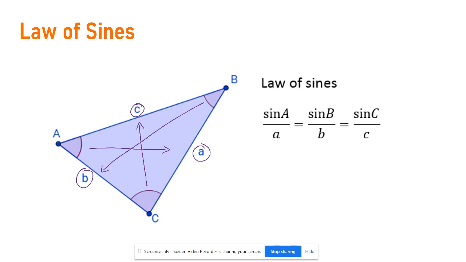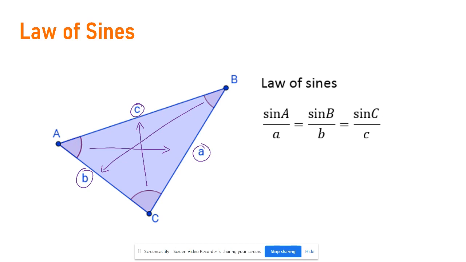And so what we end up with is this proportion. So law of sines says if you take the sine of an angle and make a ratio or a fraction of that with the measure of its opposite side, that will be proportional to all the sines of the other angles divided by their opposite sides. So sine of angle A over a is equal to sine of angle B over b is equal to sine of angle C over c.